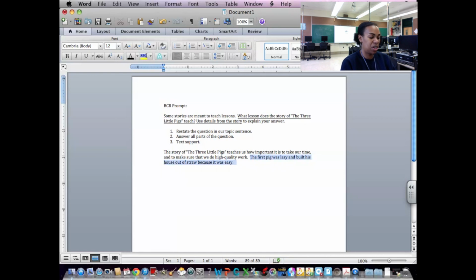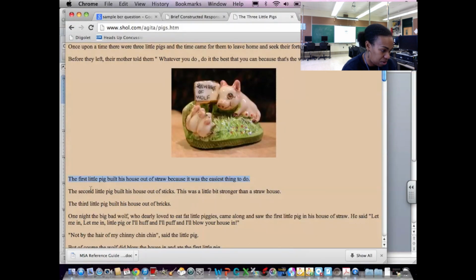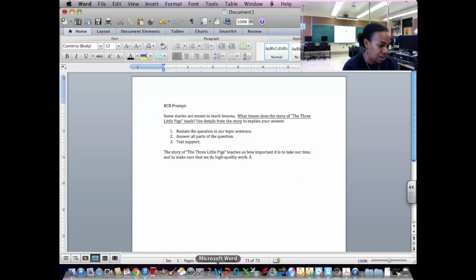That might get me some points, but something even better is to use a direct quote from the text. So I'm going to go back and quote the text. The first little pig built his house out of straw because it was the easiest thing to do. So watch this. According to the text, the first little pig built his house out of straw because it was the easiest thing to do. Okay? And here, I want to go back and say exactly where I found this.